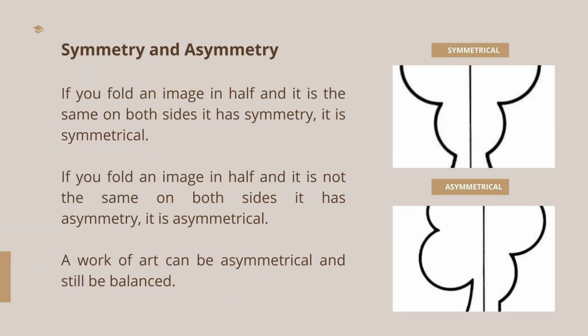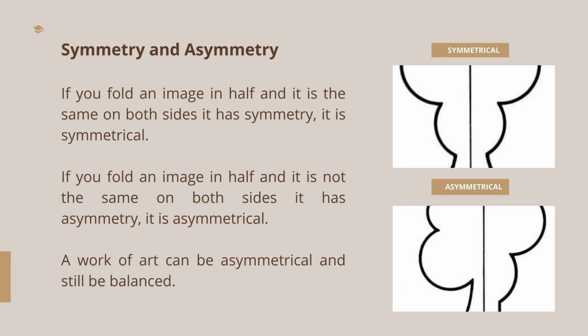Symmetry and asymmetry. If you fold an image in half and it's the same on both sides, it has symmetry. It is symmetrical or balanced. If you fold an image in half and it is not the same on both sides, it has asymmetry. It means unbalanced.